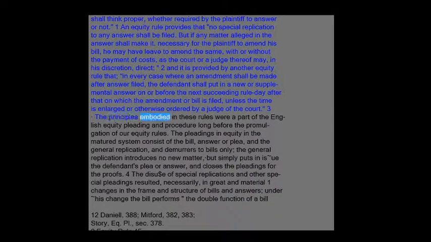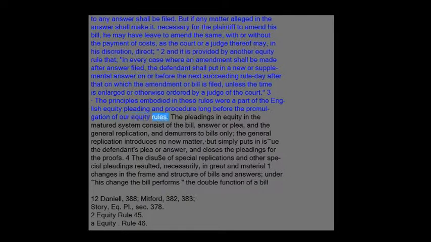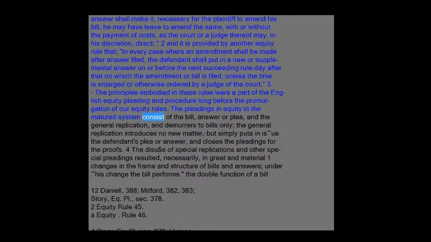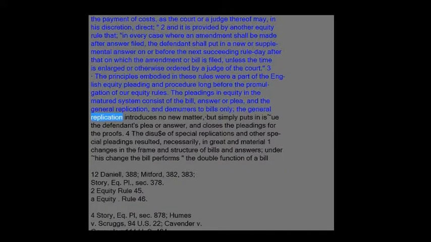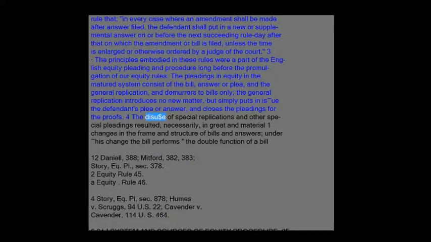The principles embodied in these rules were a part of the English equity pleading and procedure long before the promulgation of our equity rules. The pleadings in equity in the matured system consist of the bill, answer or plea, and the general replication, and are as to bills only. The general replication introduces no new matter, but simply puts in issue the defendant's plea or answer, and closes the pleadings for the proofs.